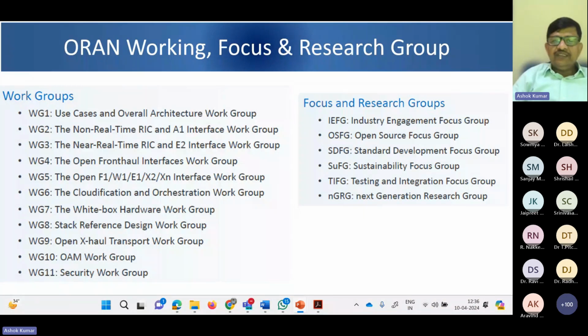Okay, so within this ORAN Alliance, they have created multiple working groups 1, 2, 3, and every working group has certain mandate. So overall architecture is by working group 1, radio intelligent controller and other interfaces by working group 2, and so on. So specific working groups are for specific purposes. In addition, they have created certain focus groups and research groups on different topics. You can just read.